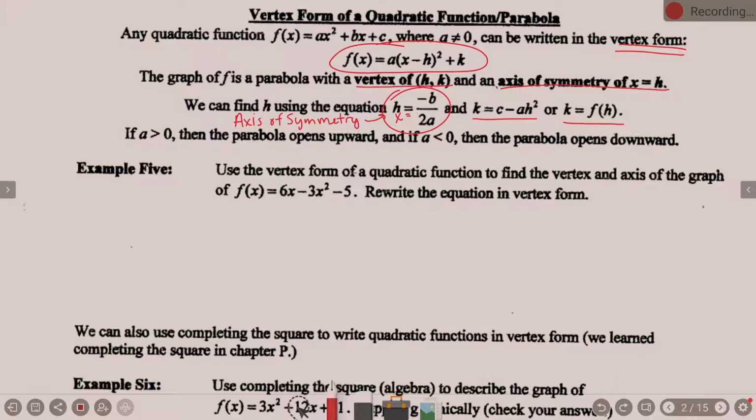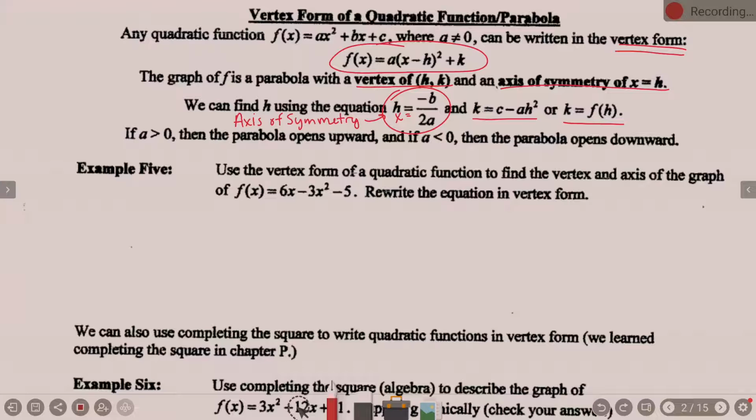Okay, one other set of information. If a is greater than 0, we already addressed this earlier, right? Before we talked reflection, right? If a is greater than 0, then the parabola opens upward. If a is less than 0, aka negative, then the parabola opens downward because it's a reflection. That's old news there. So let's look at example 5.